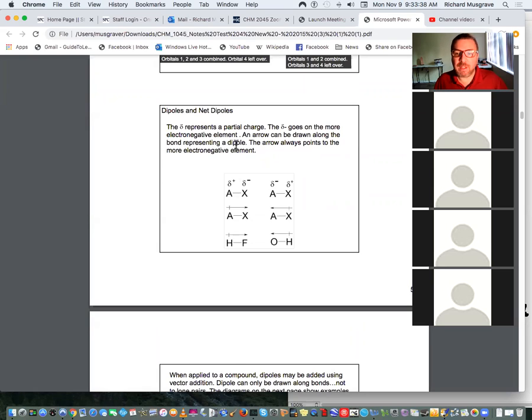And as we'll see later when we get into intermolecular forces, these dipoles can have an effect on how these molecules interact with each other. And that can in turn affect things like boiling point. And we will be looking at those kinds of effects a little bit later. So this dipole stuff is going to be of use to us later on as well.